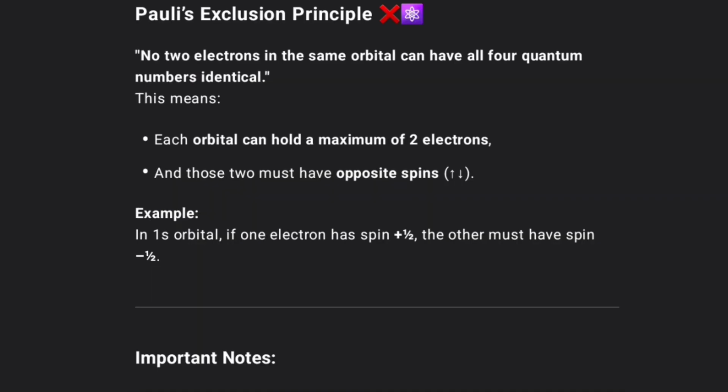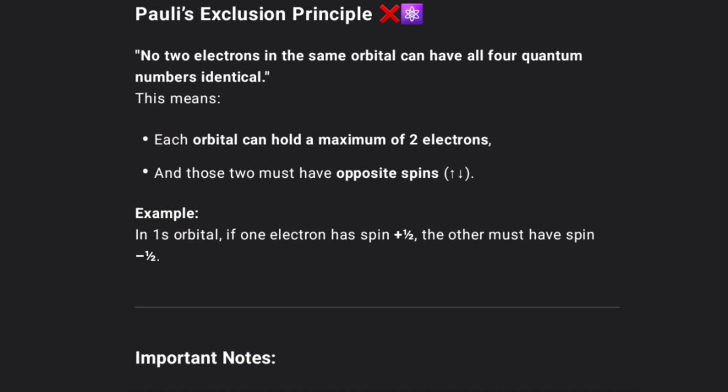Pauli's exclusion principle: no two electrons in the same atom can have all four quantum numbers identical. This means each orbital can hold a maximum of 2 electrons, and those two must have opposite spins. Example: in a 1s orbital, if one electron has spin +1/2, the other must have spin −1/2. Important note: the Pauli exclusion principle does not explain the hydrogen spectrum; that is due to other quantum effects.